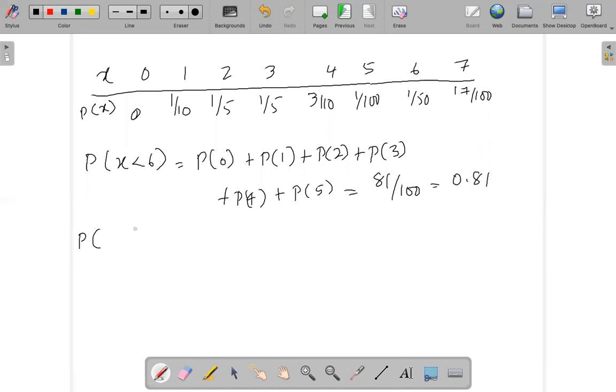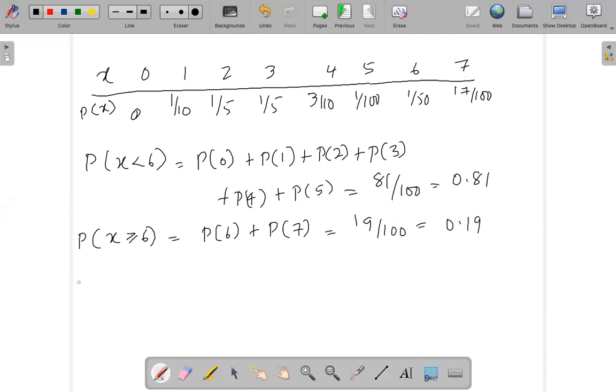And P of x greater than or equal to 6 means you have to include P of 6 plus P of 7. So when you put this together, you get 19 by 100, which is equal to 0.19.